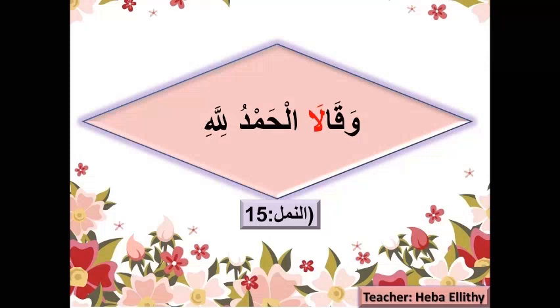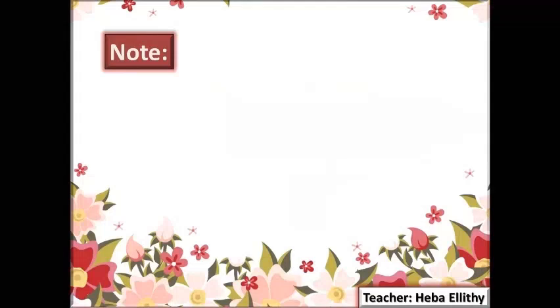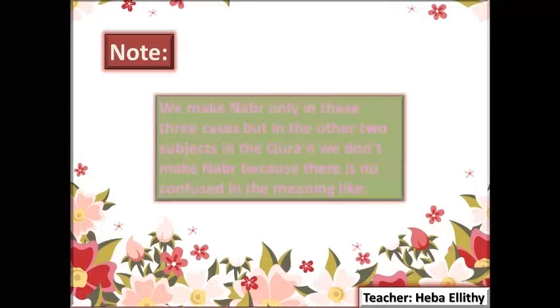And my advice for you is to go back to Bab al-Lamat to understand about al-Ta'rif. Okay? Next, a note here, and it's very important. Why in these three placements in the Quran only do I make nabr? We have other placements in the Quran that are talking about two persons who made the verb. Then why only these three placements?